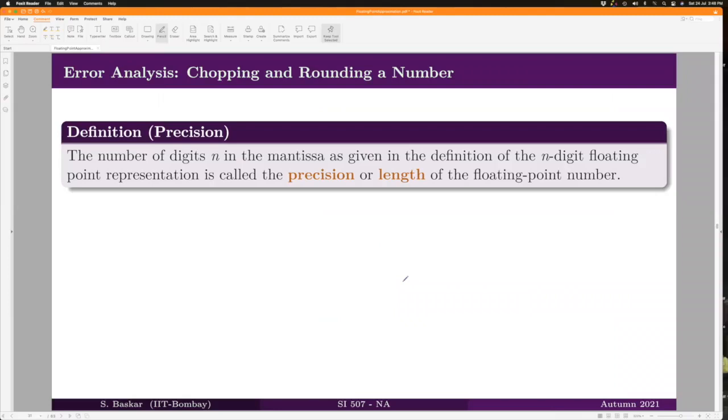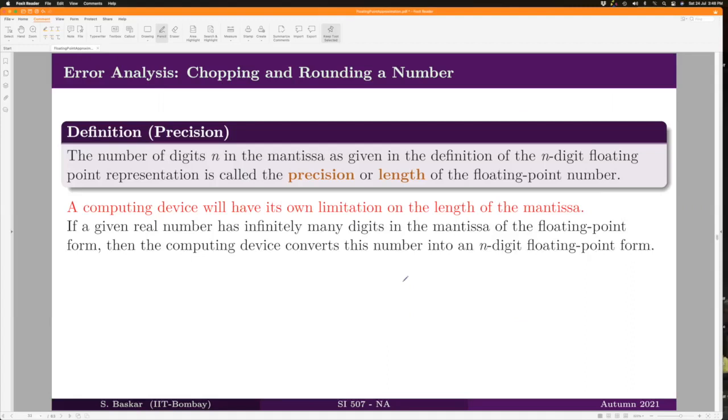The next notion is the precision. The number of digits n in the mantissa, as given in the definition of the n-digit floating point representation, is called the precision or the length of the floating point number. A computing device will have its own limitation on the length of the mantissa. If a given real number has infinitely many digits in the mantissa of the floating point form, then the computing device converts this number into n-digit floating point form. That n depends on what precision we give.